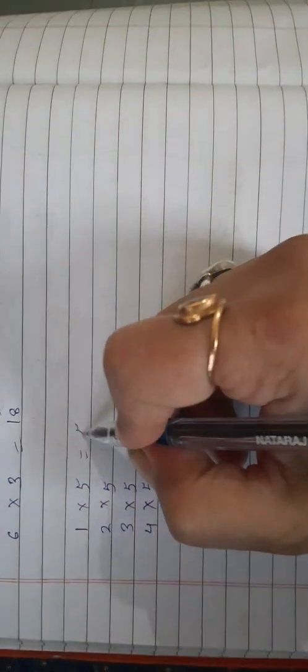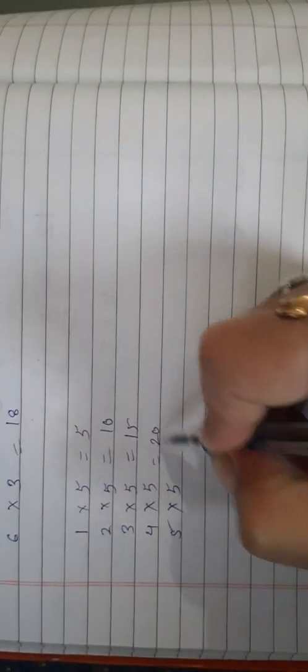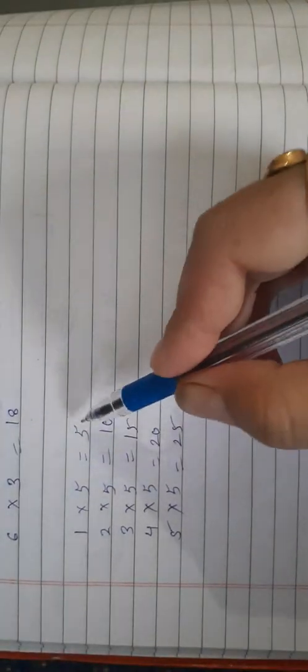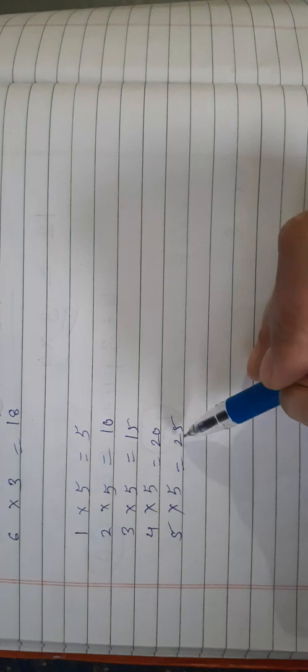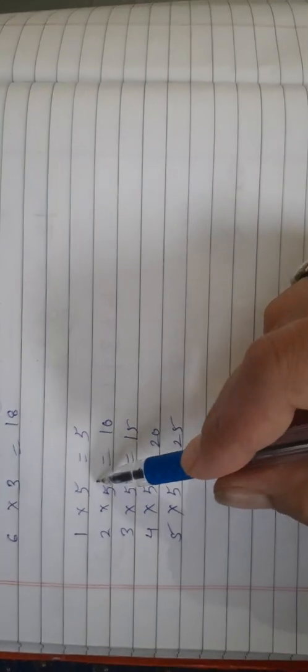5 is multiplied by 1, 2, 3, 4 and 5 and so on. We will get 5, 10, 15, 20, 25. So 5, 10, 15, 20 and 25 are multiples of 5.